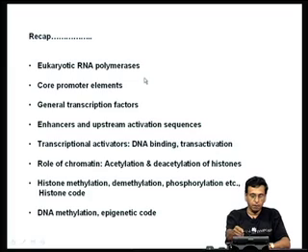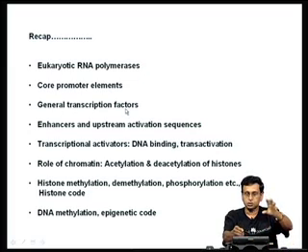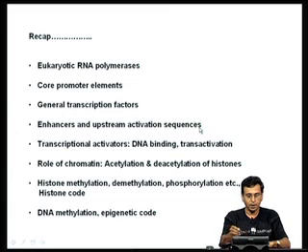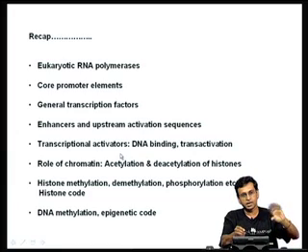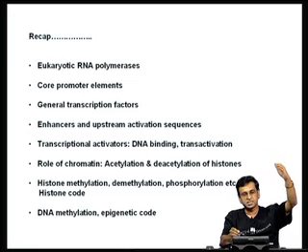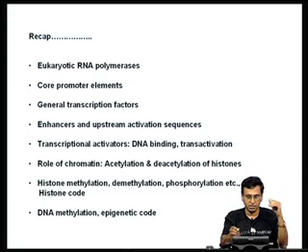We started from eukaryotic RNA polymerases, then discussed core promoter elements, then various general transcription factors, and how they, in conjunction with RNA polymerase, form a pre-initiation complex and result in basal levels of transcription. Then we discussed enhancers and upstream activation sequences, and how transcriptional activators and transcription repressors, through their DNA binding domains and either transcription activation domains or transcription repression domains, bind to specific sequences in the upstream regions of promoters and bring about either an increase or a decrease in levels of transcription.